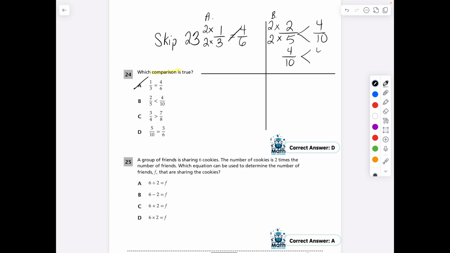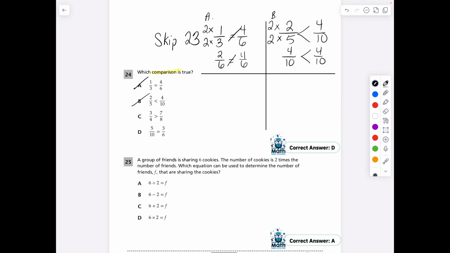Is 10 less than 4/10? That's not a true statement. Those are both equal to each other, so I can cross that out. So I wanted you to see that before. I don't think I made that clear in the first one, that I had 2/6 and 4/6. So I knew that that could not be a true statement.